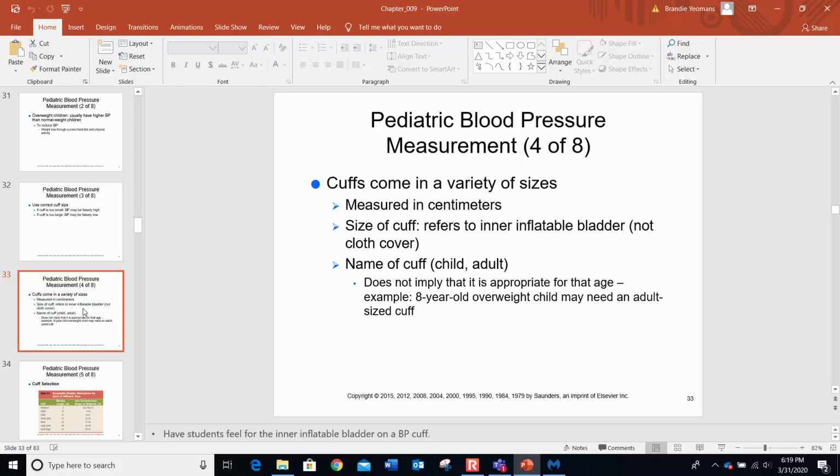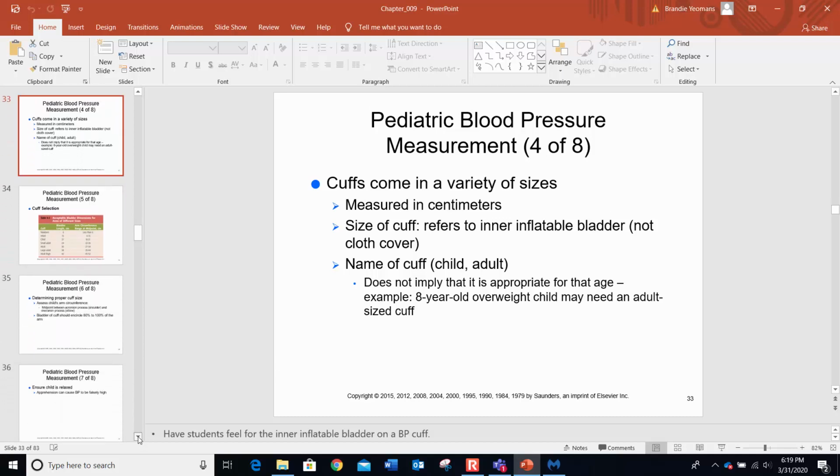So make sure, if you're working at a pediatric office, that's not a problem. You've got tons of them. But let's say you're working at urgent care. Well, you need to have a couple different sizes of cuffs for your pediatric clients, not just adult sizes. So let's make sure that we do the correct thing and use the right size cuff.